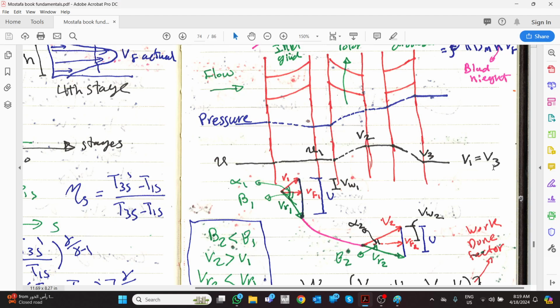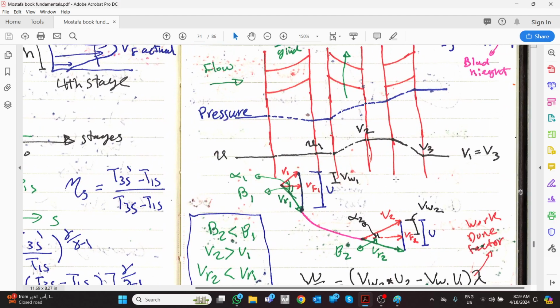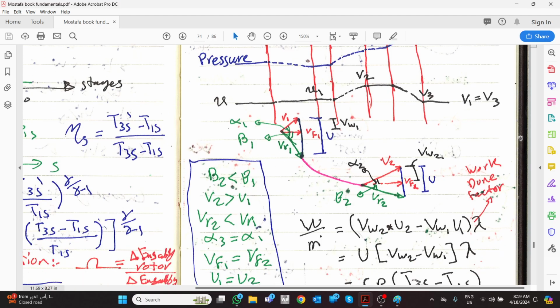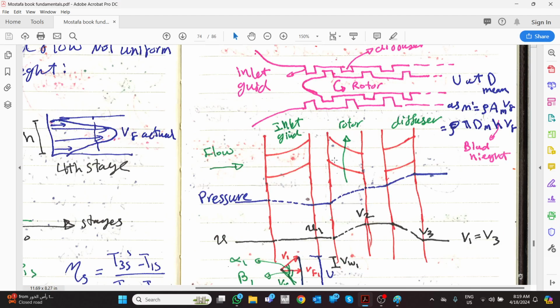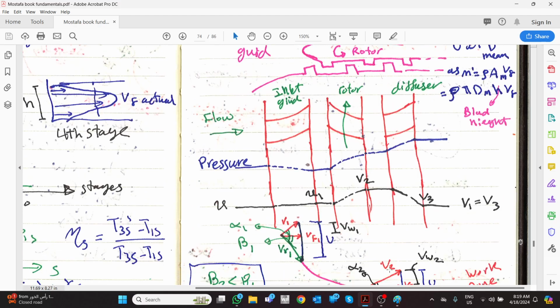So V1 and V3 are equal. Alpha 1 and alpha 3 are equal. Beta 1 and beta 3 are equal. And we need to know that V2 should be bigger than V1. By any means, we should, still I didn't discuss this one.